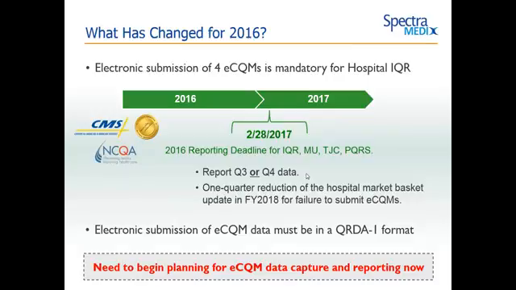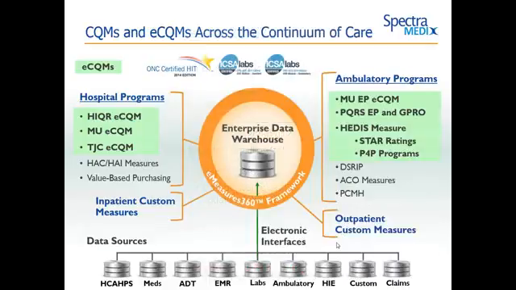And failure to report for Hospital Inpatient Quality Reporting will entail a penalty. It's a complicated formula, but it adds up to be between 1.25% to 1.4% of your Medicare inpatient revenues. The electronic submission of eCQMs has to be in a QRDA1 format, and we'll talk more about that as we go along. Now, 2/28/2017 seems to be far away, but as Mark will show to you, you need to start planning for it right away. Next slide, please.